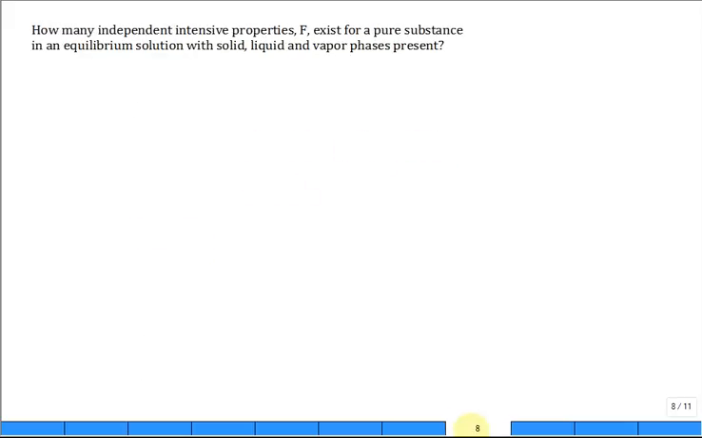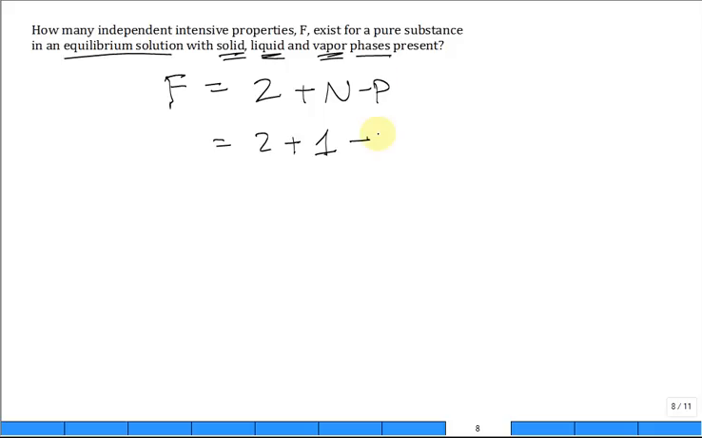How many independent intensive properties F exist for a pure substance in an equilibrium solution? All of these solutions are in equilibrium with the solid, liquid, and vapor phases present. I'm going to pause and see you work this one out. So I just want to calculate F is equal to 2 plus N minus P. And I'll give you just a minute to do it. All right, so what do we have? We have 2 plus the number of components 1 minus the number of phases 3. This is equal to 0.